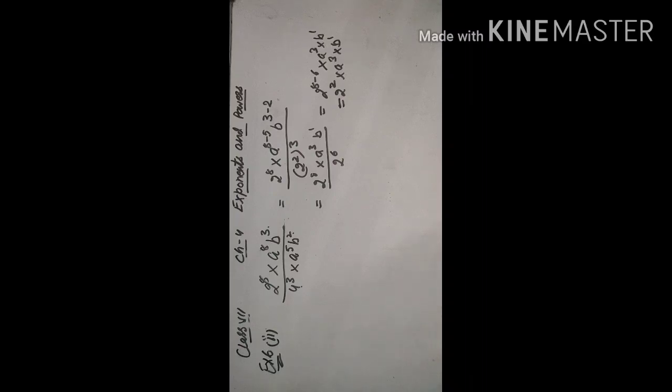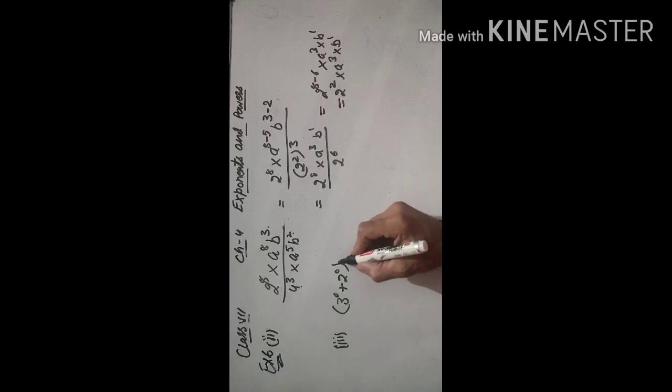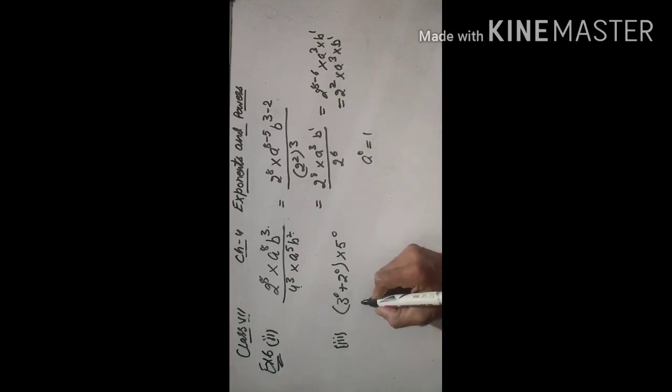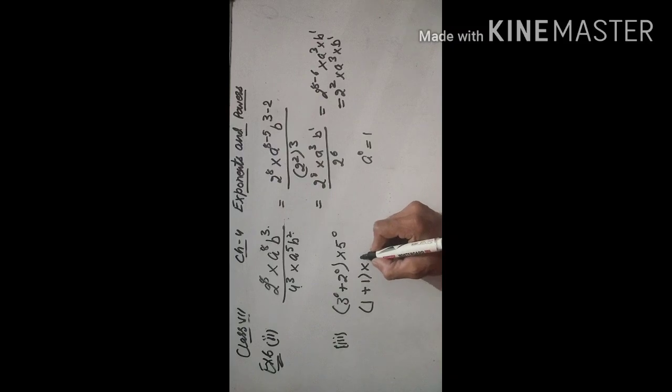Now the third part is 3 to the power 0 plus 2 to the power 0 into 5 to the power 0. We know a to the power 0 is equal to 1, so 3 to the power 0 is 1, 2 to the power 0 is also 1, 5 to the power 0 is also 1, so 2 into 1, that is 2.